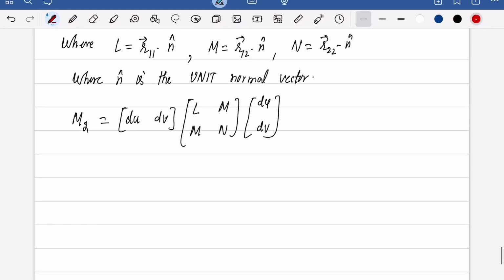Now before proceeding further, we shall take an example to compute these first and second order fundamental magnitudes for a given surface. Let's consider an example.